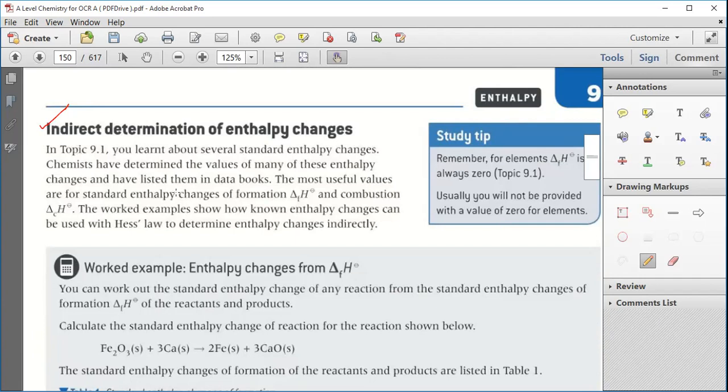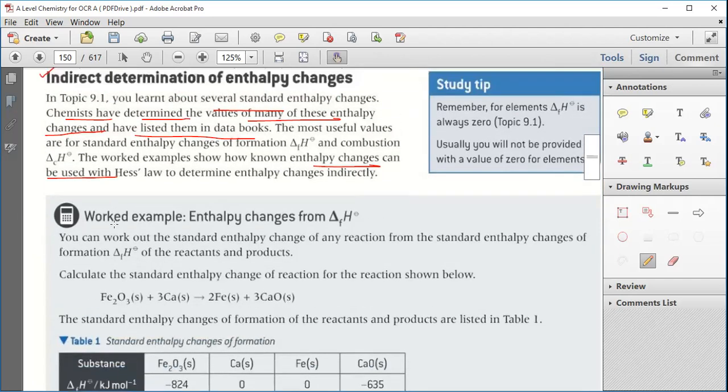Okay. Now, indirect determination of enthalpy change. In the previous topic, we learned about the several standard enthalpy changes; chemists have determined the values of many of these enthalpy changes and have listed them in a data book. The most useful values are the standard enthalpy change of formation, delta HF, and of combustion, delta HC. So we have a book in which each and every bond energy is specified. Whenever we have to work out a calculation of the energy part, we take that book, write down the chemical reactions, and then find out the energy of each and every bond. Clear?